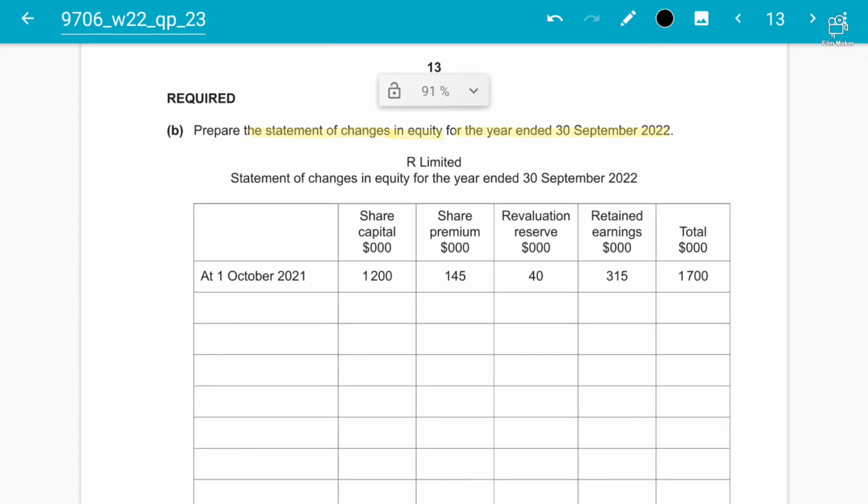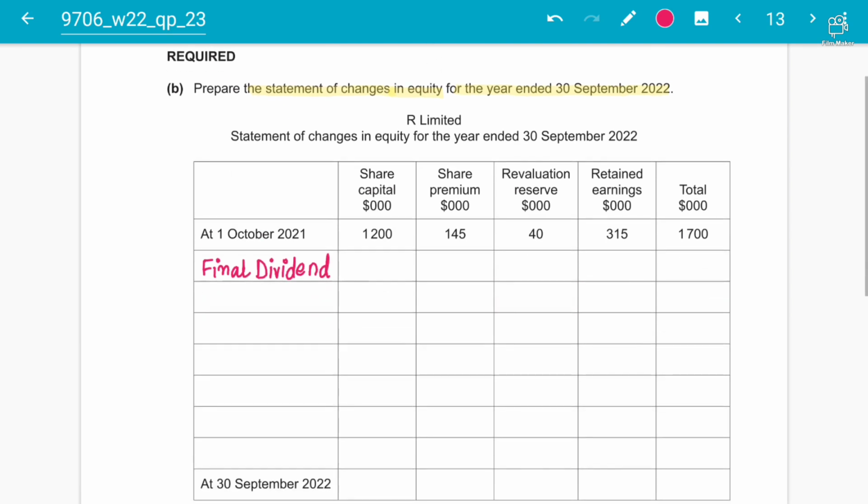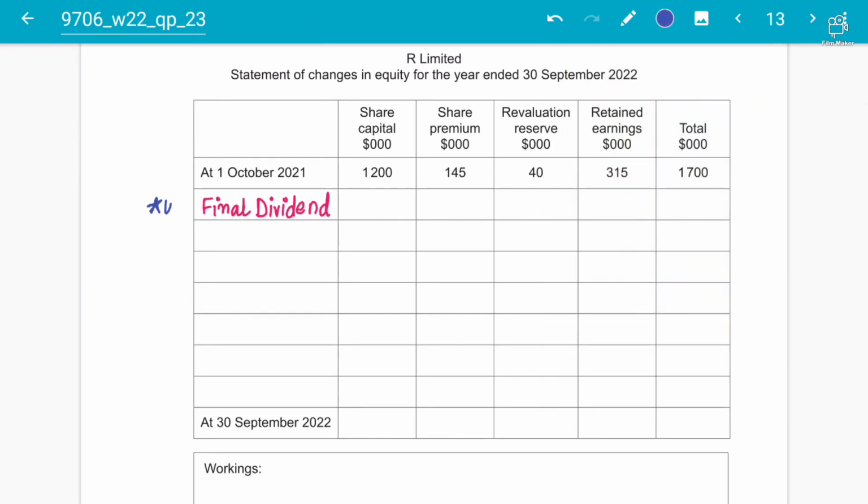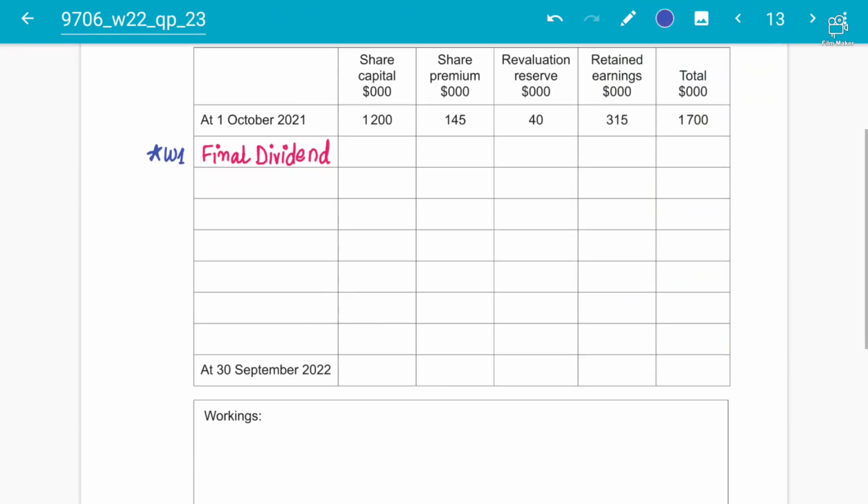So you are going to write down that this is the final dividend paid. Let's do it in red color. The first one, sir, is the final dividend paid, and dividends are subtracted from the retained earnings, okay? Students should know that dividends are subtracted from the retained earnings. So let's call this working number 1, and we'll try to adjust everything here.